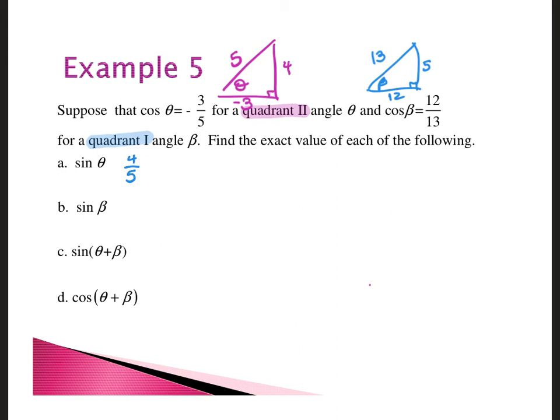Sine of beta. Now I'm looking at the blue triangle, the one on the right. Opposite over hypotenuse, 5 over 13. Now I get my sum and difference. So sine of theta plus beta: sine, cosine, cosine, sine. Sine of theta, cosine of beta, keep the positive negative, cosine of theta, sine of beta.